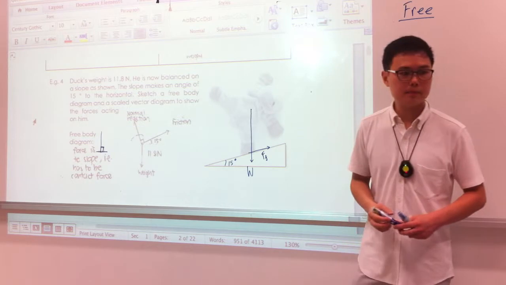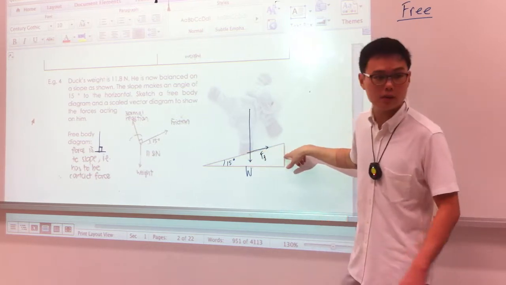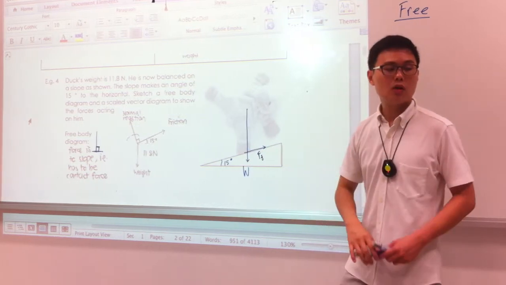Alright, are you on the right page? I'm on this page, the one with the slope. Oh, okay.